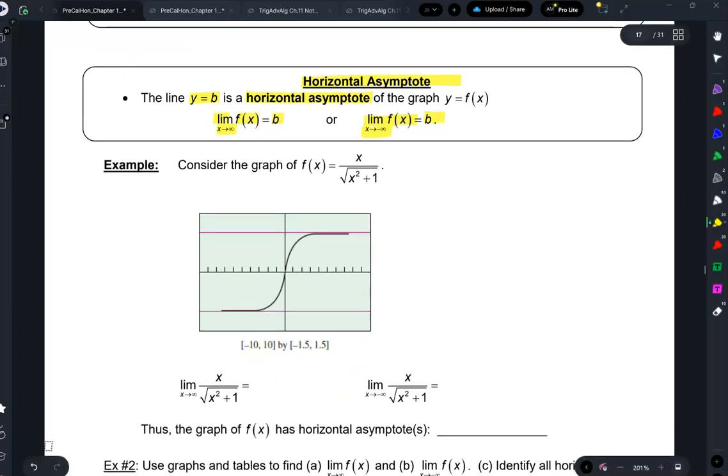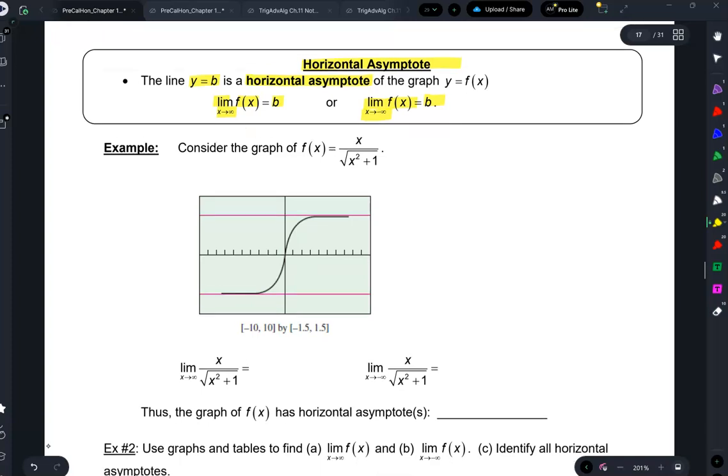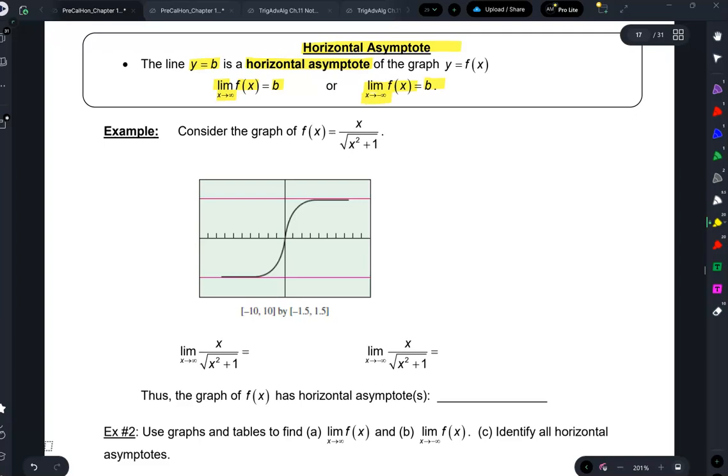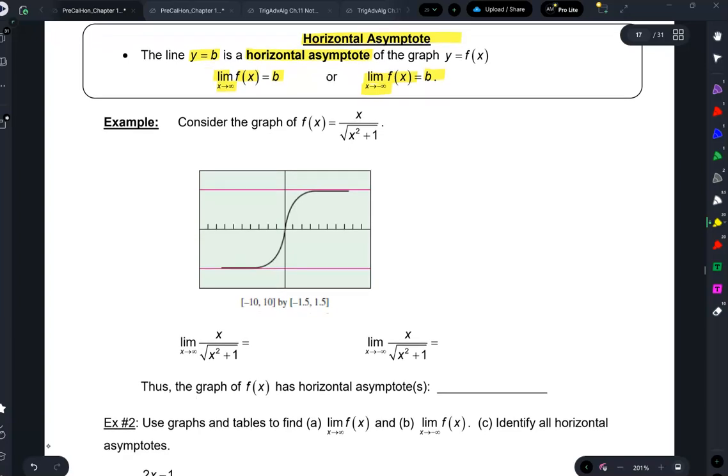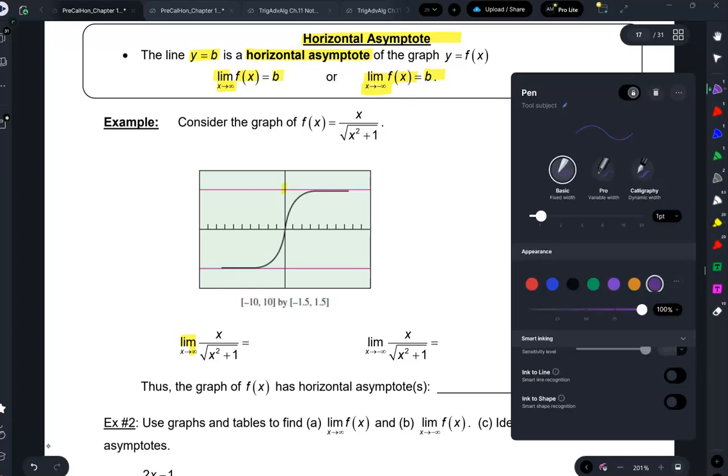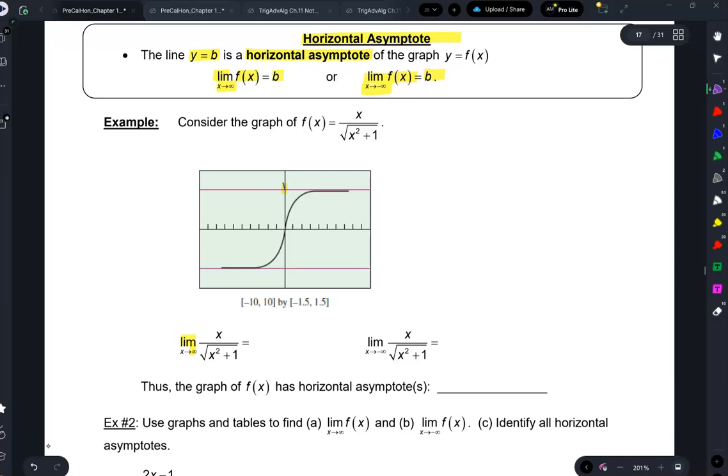All right, so take a look at this graph. Okay, this function, x over the square root of x squared plus 1. We want to find the horizontal asymptotes. We do that by finding the limit as x approaches infinity of that function. Graphically, we see that at 1, right? It is leveling off eventually, so that's a horizontal asymptote.